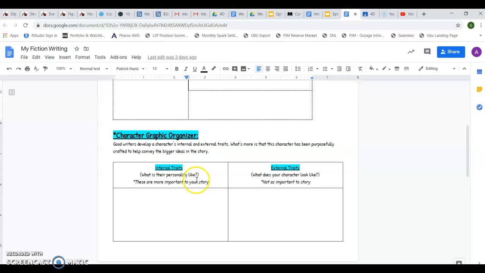Think about their internal traits. What is their personality like? These are really important to your story because this is going to connect to the theme. Your character and what they're like is going to teach that message. You also want to think about their external traits, what their character looks like on the outside. Now, these are not as important, of course, but they're still important to help you really visualize your character and get a sense of who they are. It will also help your reader to better understand too.